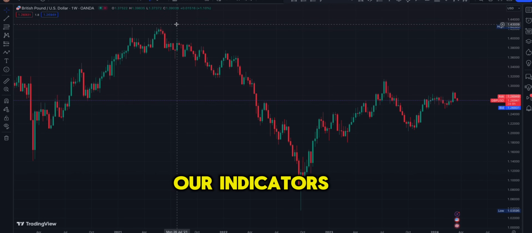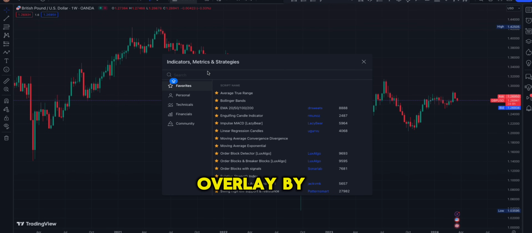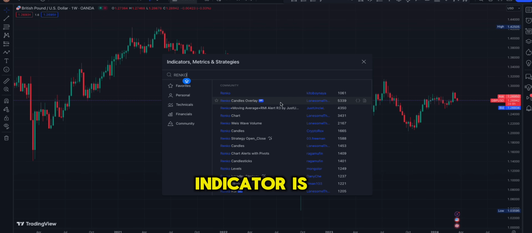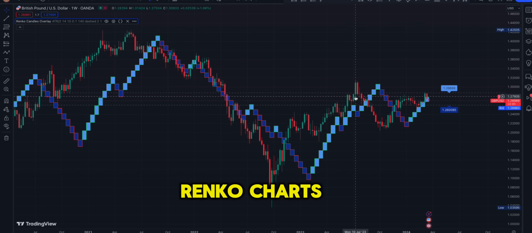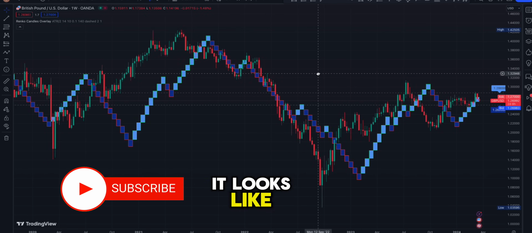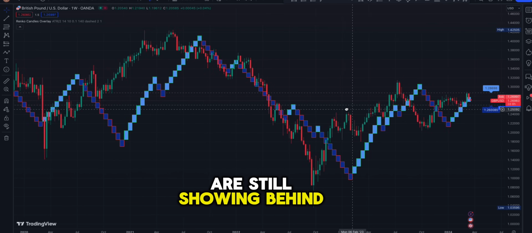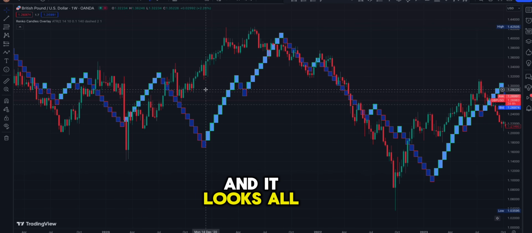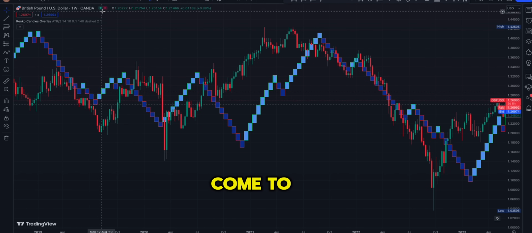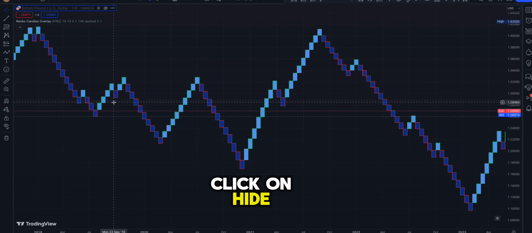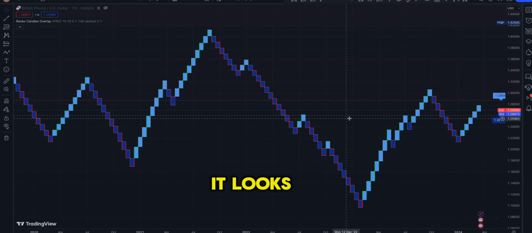Let's go straight to our indicators and add renko candle overlay by Lonesome the Blue. Please note that this indicator is completely free. So after adding our renko chart, you will see how it looks like. You will see that our traditional candlestick are still showing behind and it looks all scattered. So we need to come to these three dots to hide our traditional candlestick. You come to these three dots and you click on hide. You see how neat it looks like now.